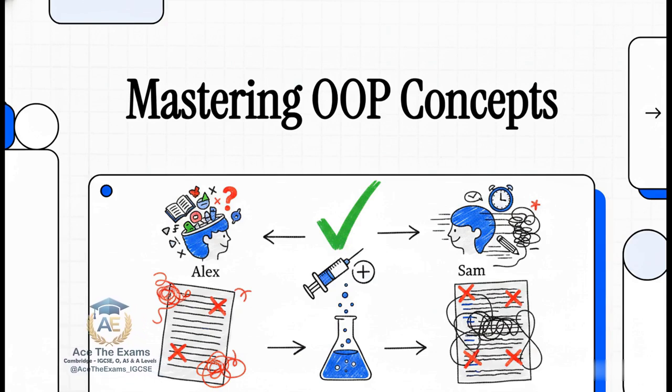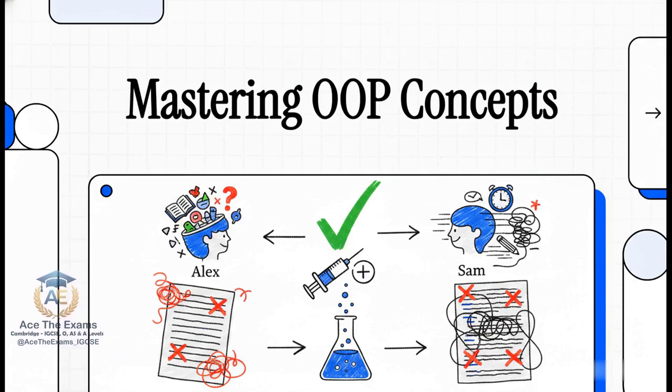back. Now, I want you to picture this. We've got a dynamic split screen right now. On one side, we have Alex. Alex is basically a walking encyclopedia of computer science facts. If you ask Alex what polymorphism or encapsulation is, you are going to get a flawless textbook definition.